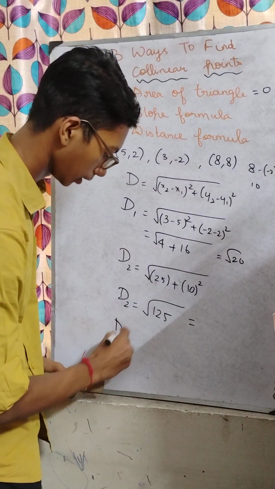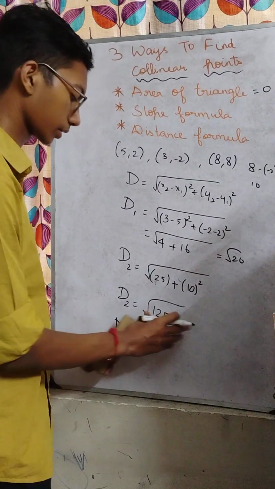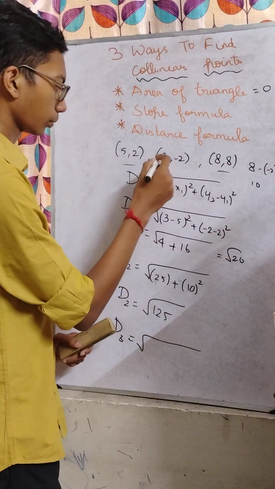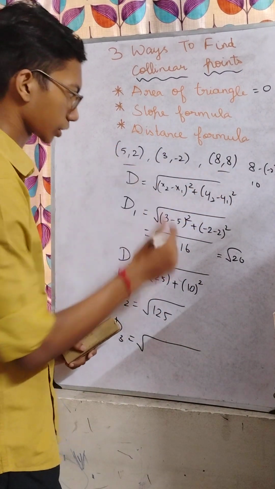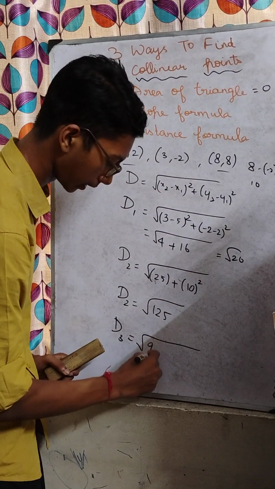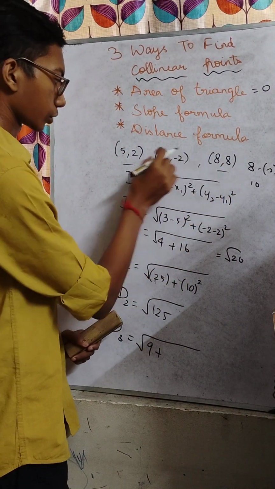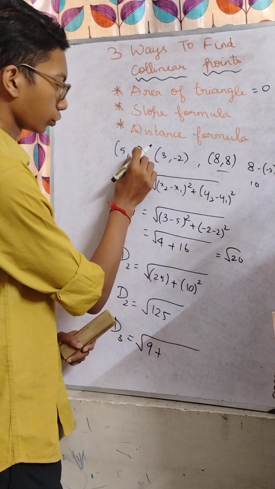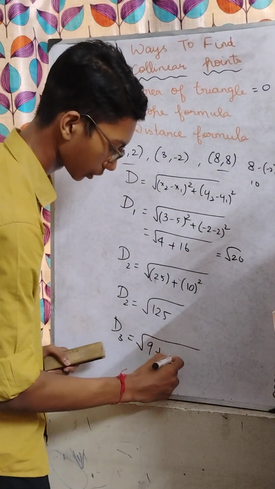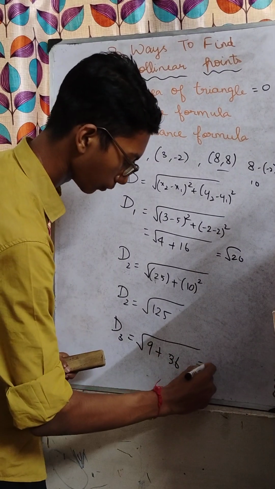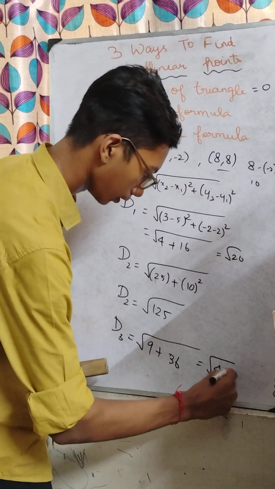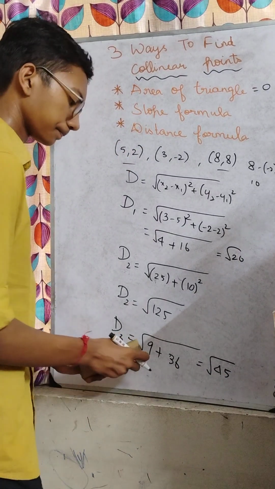Now d3, okay, we'll just leave it like this. For d3 we take these 2 points, x2 minus x1, that is 8 minus 5 gives 3, square is 9, plus y2 minus y1, 8 minus 2 is 6, square is 36. So we have root 45. So this is what we have got.